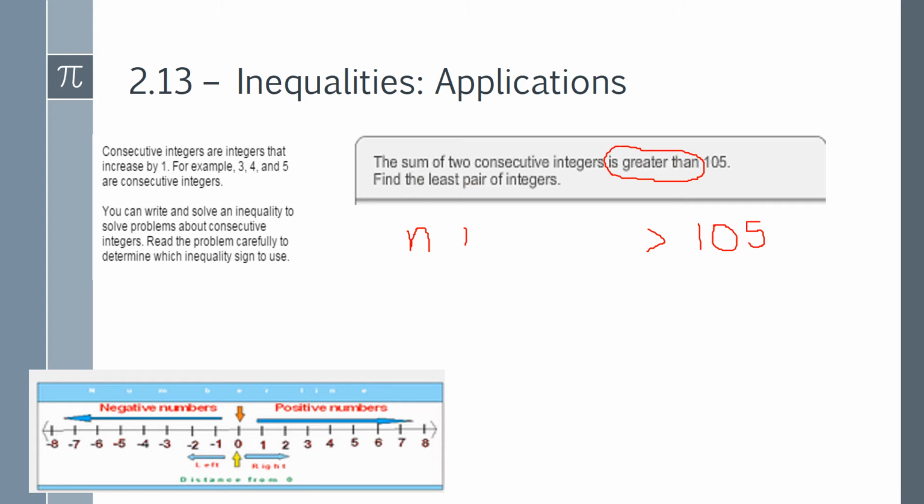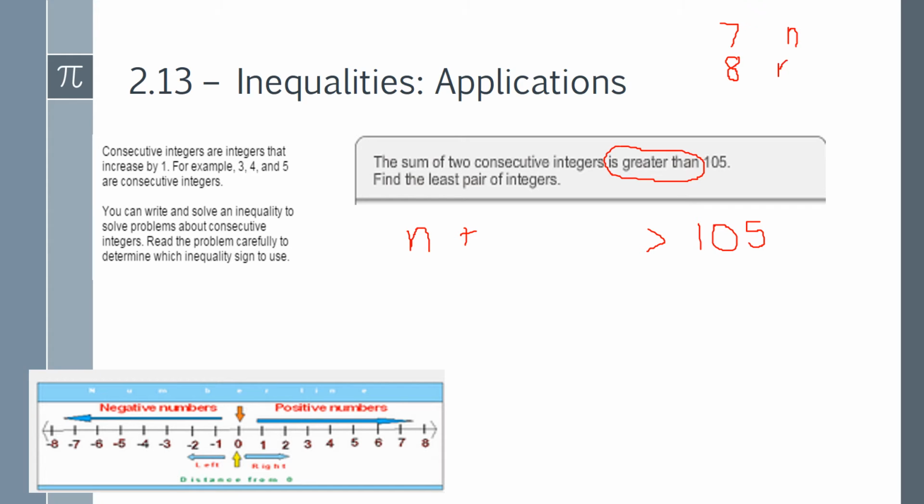Now if n is an integer and the next integer is the one I want to write, how would you represent it using n? And to do that, I'll give you a little table. Let's start with 7. Let's say 7 is n. How would I write 8 in terms of n? Well, 8 is 7 plus 1, right?